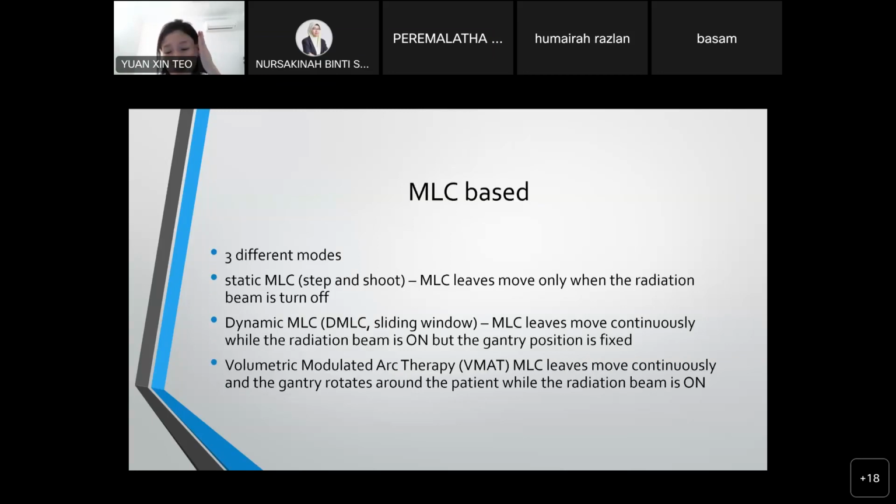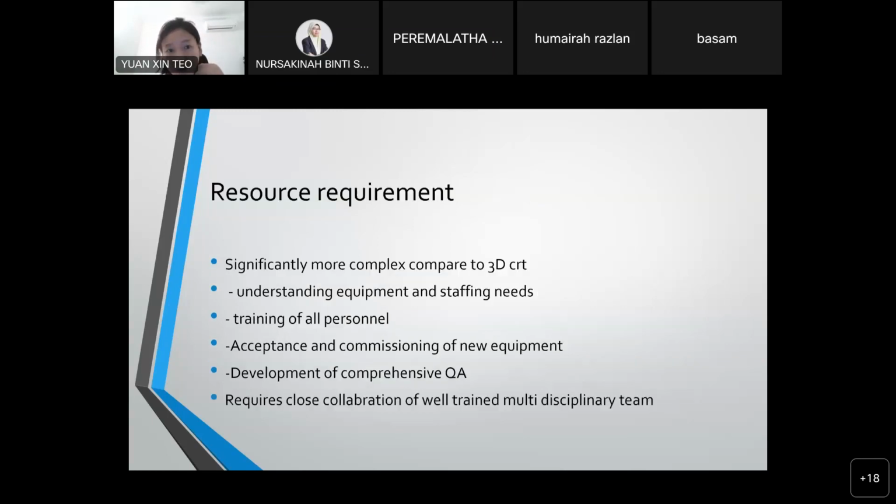So as a physicist or radiographer, we always need to be up to date with the current technologies and their techniques on how to deliver a better treatment to a patient. Later I will show you a few examples of the latest technologies.